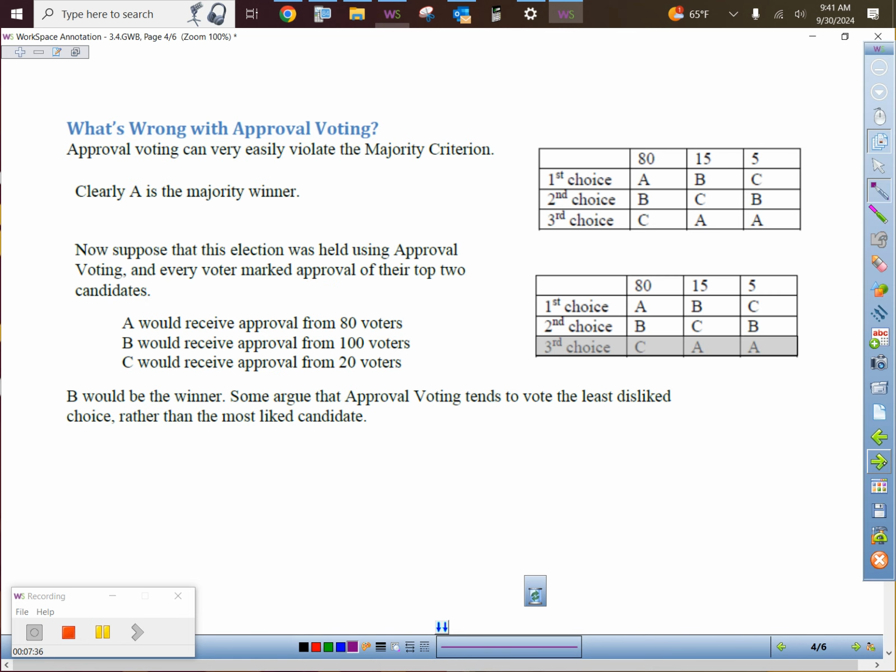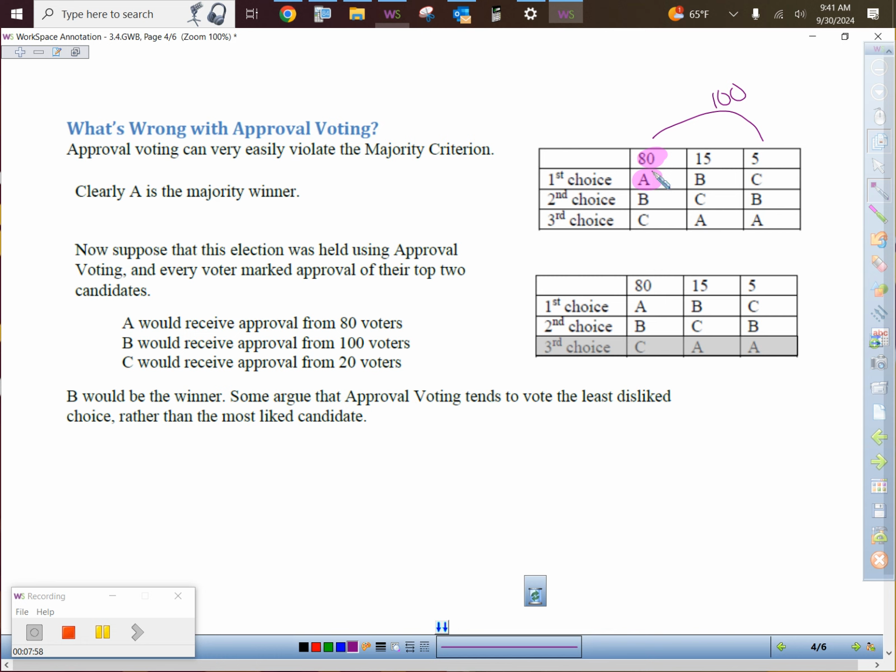It's just kind of talking about what's wrong with it. So approval voting is nice for basic things, but what's wrong? It can very easily violate the majority criterion. So here, if it was a vote between which one is their favorite, you see that A got 80 votes for first place. It's clearly the majority. There is a total of 100 votes right here. 80 out of 100 is 80% of the vote. A totally gets a majority of the votes, more than half.